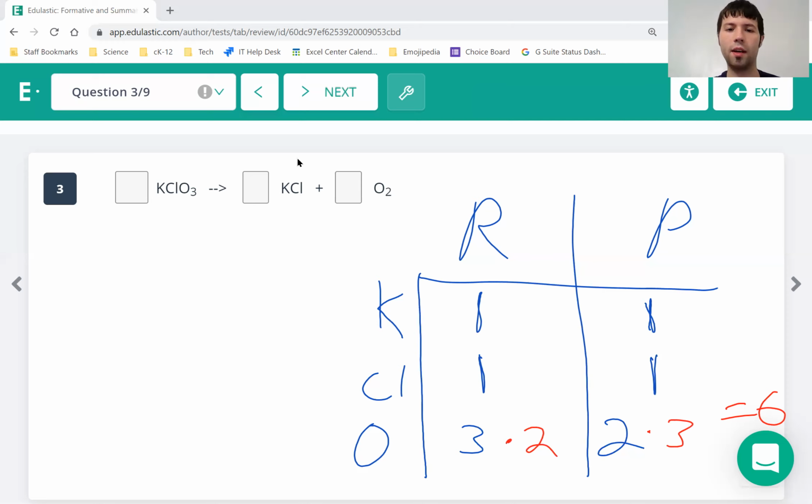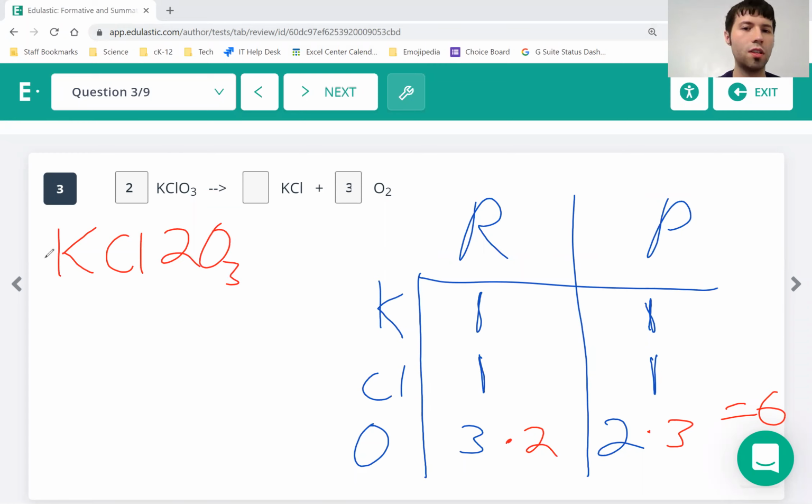So I multiplied the right side equation by 3. So I put a 3 here. And on the left side, I put a 2. Now, it's important to note that I can't just squeeze in coefficients between atoms. What I mean by that is that I can't just say, okay, for potassium perchlorate here, I can't have KCl2O3. I can't just insert stuff, because remember, this whole thing is one molecule.